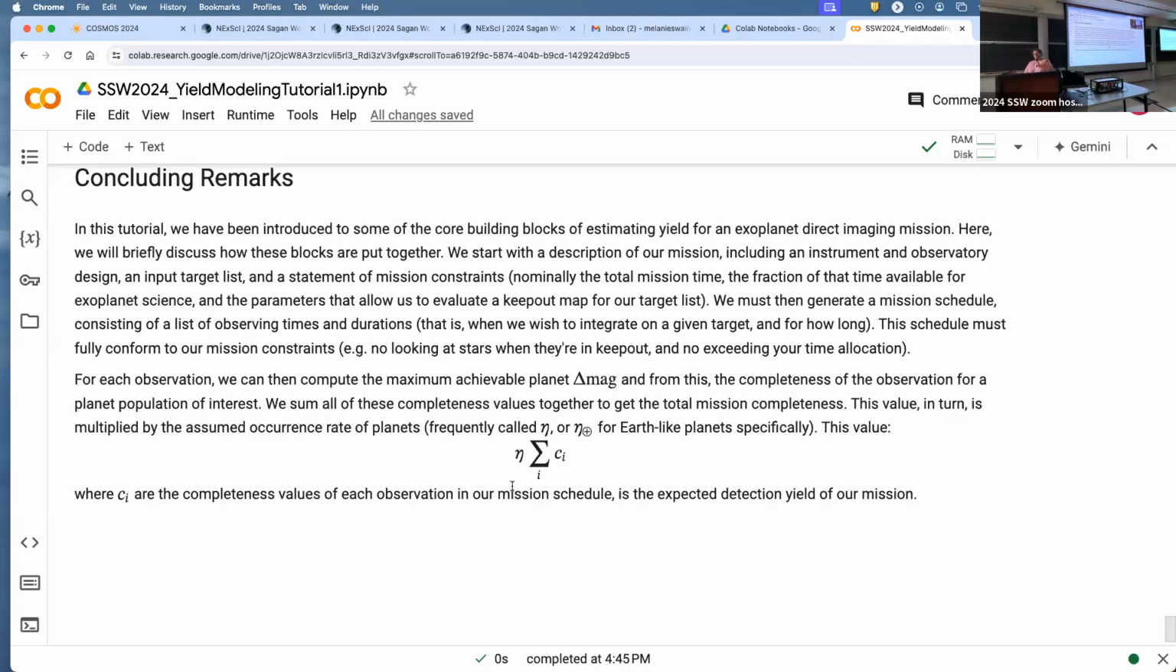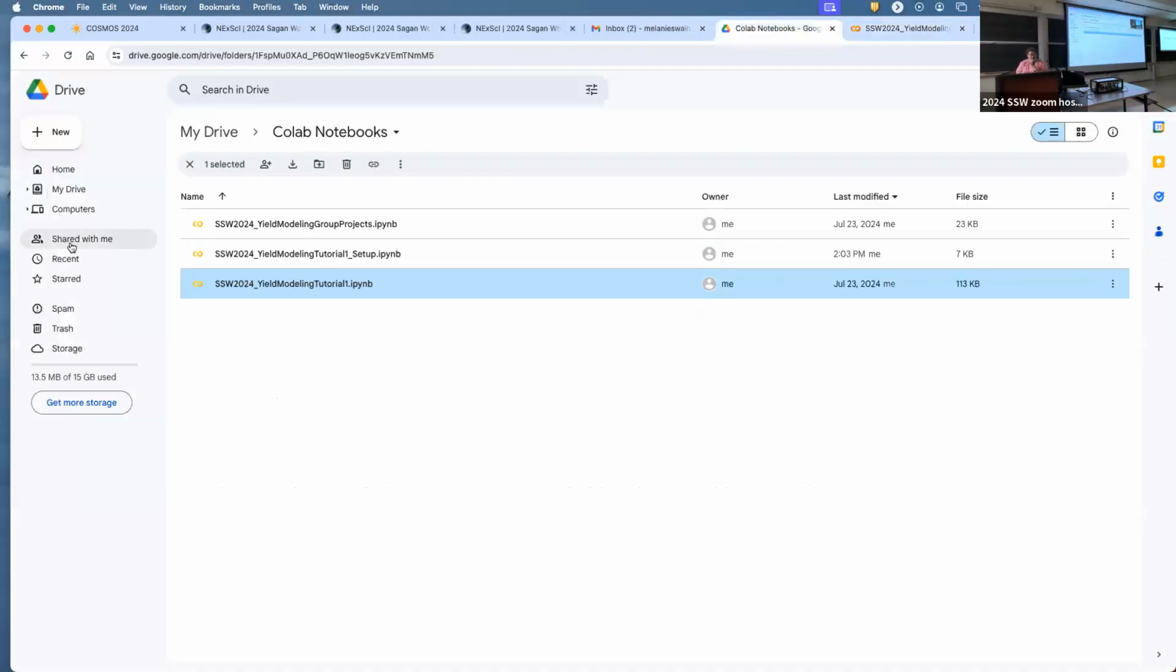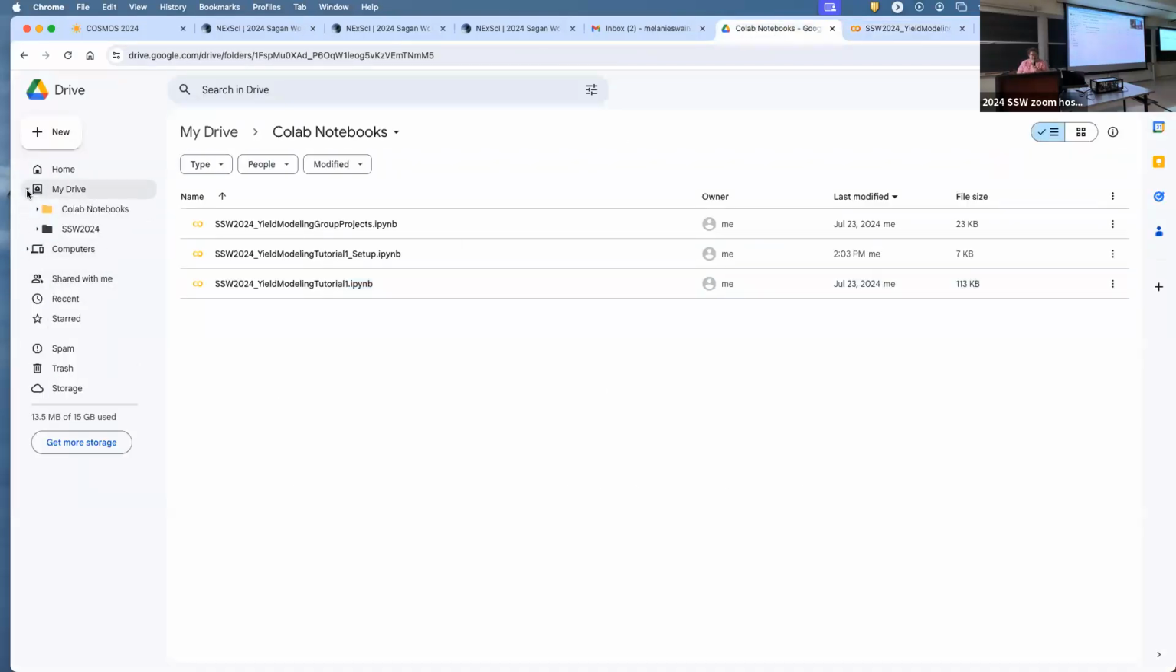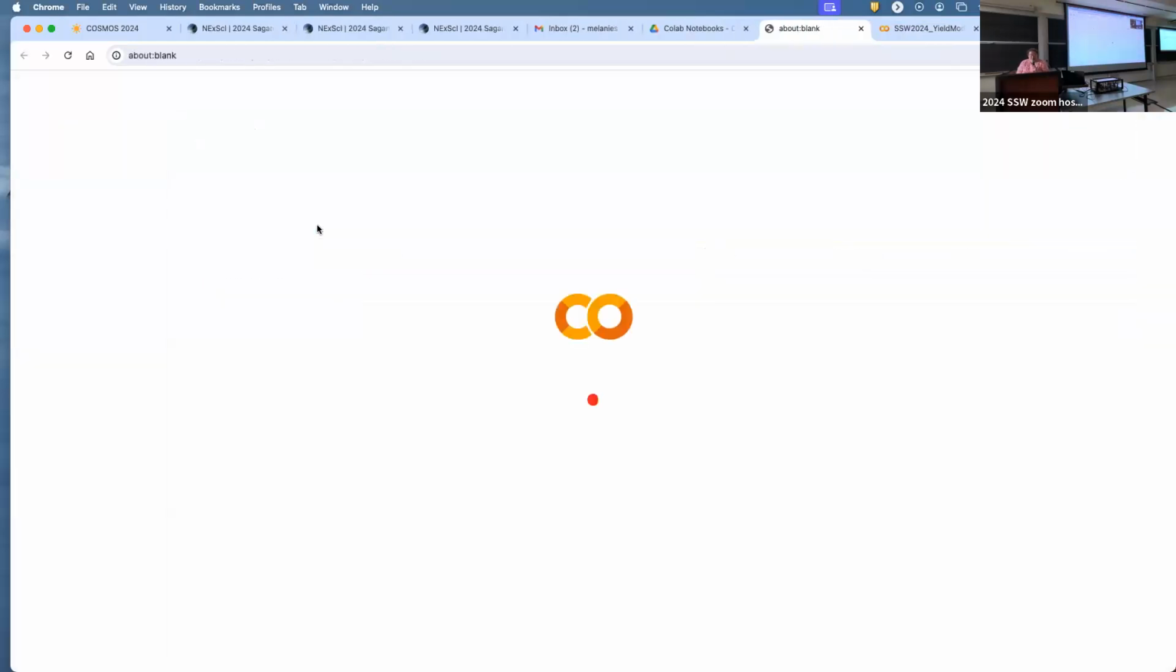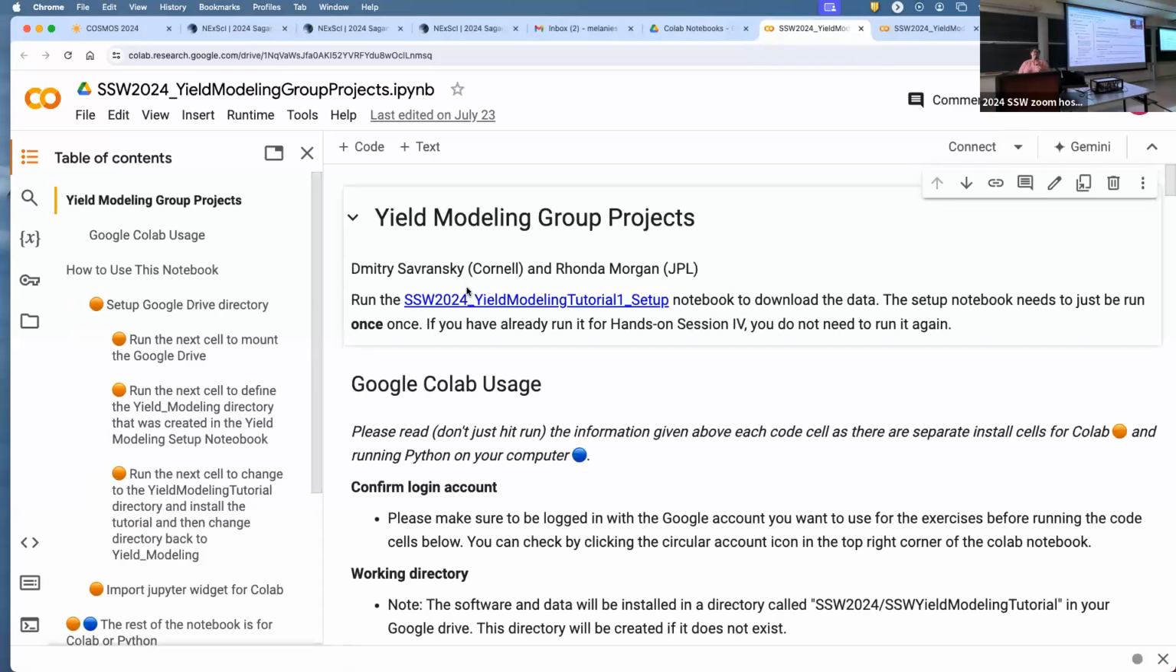Now, of course, we can make it more complicated. But we want to give you a hands-on opportunity. I want to give you a little preview of the group projects tomorrow: you'll have 2 choices if you want to work on yield modeling. One is to optimize allocating your integration time for yield. The other is to focus on how to schedule your mission, and so how to allocate your observing time on a per star basis.